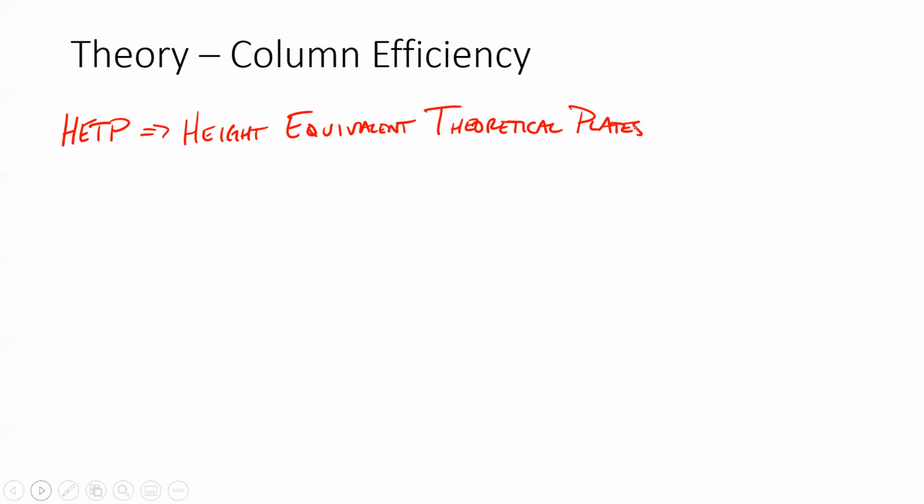Again, these plates don't exist, but because our column is a certain length, we have theoretical plates where this separation can occur, and we want to know what the height equivalent of those theoretical plates is. So the number of theoretical plates, if we increase the number of plates, we increase our resolution, we increase our separating power, we increase our column efficiency, right? All those things tied together.